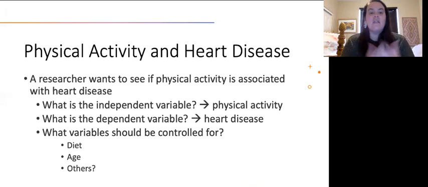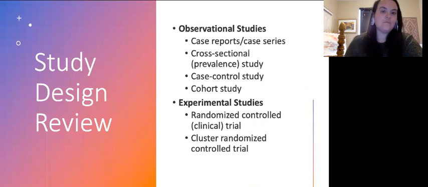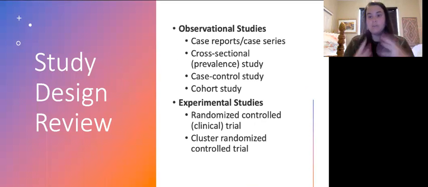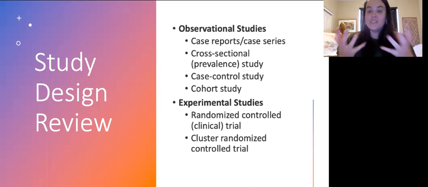So again, think about this. When you're wanting to see if two things are associated, you're always going to have to think about confounding. One huge step is designing your study. So you have to know study design.